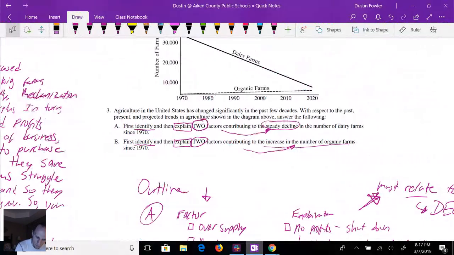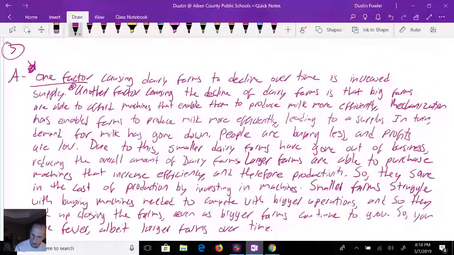Notice that right here, I wrote out one factor. That's my first ID, increased supply. All right, I'm going to use a different color because I want y'all to. This is actually something y'all can practice.